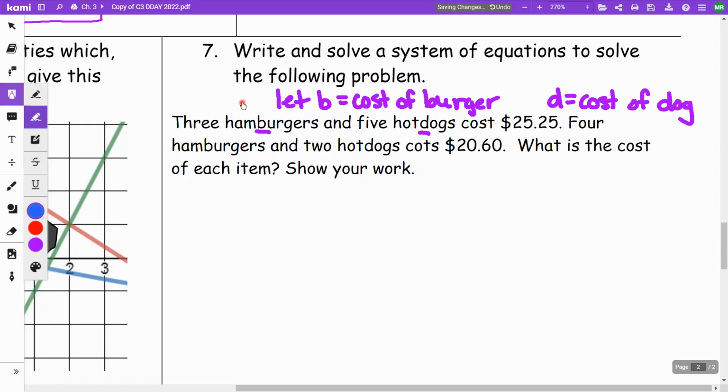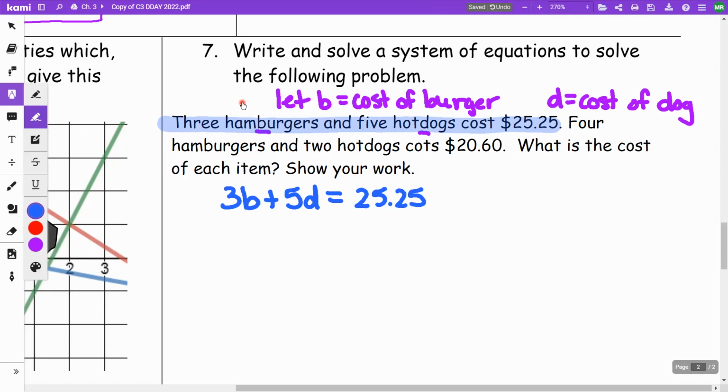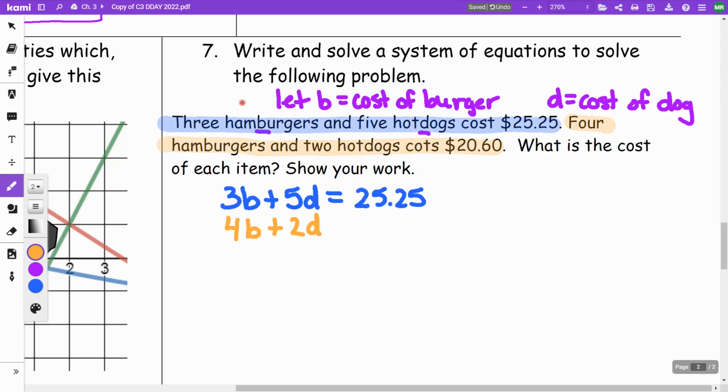Okay, so I'm going to translate. This line here says 3 hamburgers and 5 hot dogs cost $25.25. So 3 hamburgers plus 5 hot dogs cost $25.25. Okay. My second one is 4 hamburgers and 2 dogs cost $20.60. So 4 hamburgers and 2 dogs cost $20.60. And I'm going to solve the system.